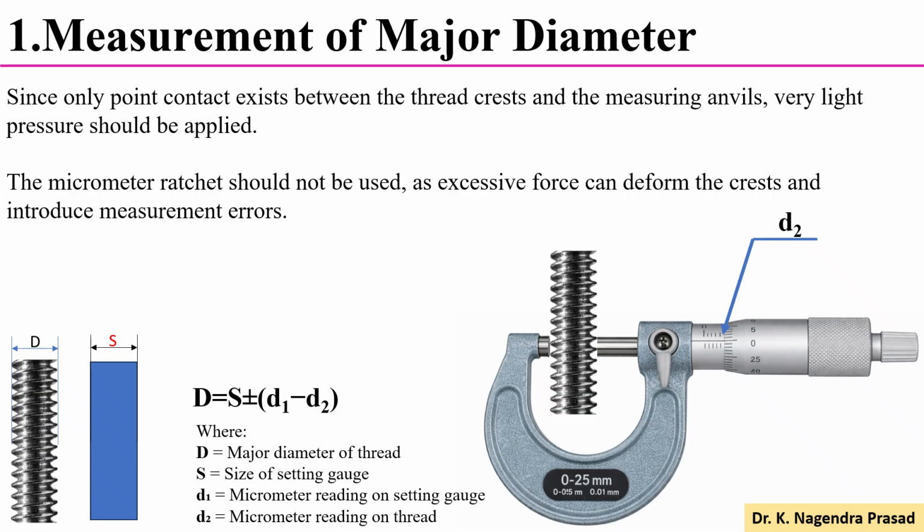While measuring the major diameter of the screw thread by using the ordinary micrometer, a point contact exists between the thread crest and the measuring anvil. So in this regard, you have to apply very light pressure. The micrometer ratchet should not be used because excessive force can deform the crest and introduce measurement errors.